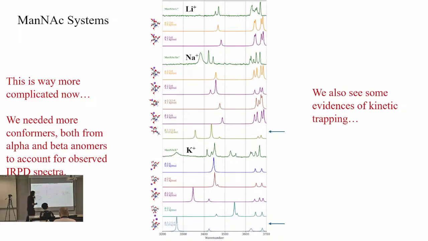The other thing is that, I know you cannot see it clearly, but for the lithiated system, both the alpha and the beta conformers are needed to account for the observed spectra. So again, we go back: galactose, only the global minima of the alpha conformer. For glucose, we need the global minima and the second lowest energy conformer of the alpha form. But for the mannose system, both the alpha and the beta conformers are needed in order to account for the observed spectra. So it really gets a lot crazier.